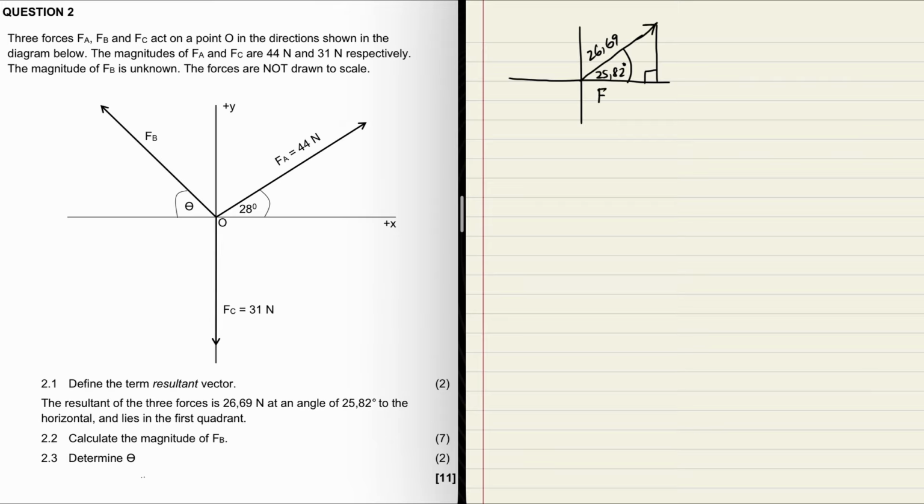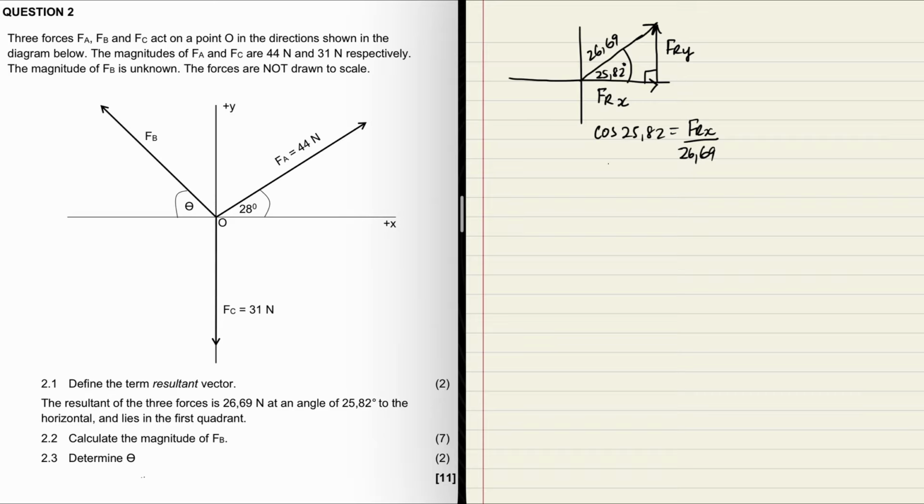So this is going to be the resultant component in the x direction. That's going to be to the right. And we are also going to have the resultant component in the y direction. Now because this is a right angle triangle, I know the hypotenuse and I know the angle. I can use trig to work out the x and y component. So I can use cos to work out the x component. I can say cos of 25,82 is equal to adjacent, so FR x component, divided by hypotenuse 26,69.